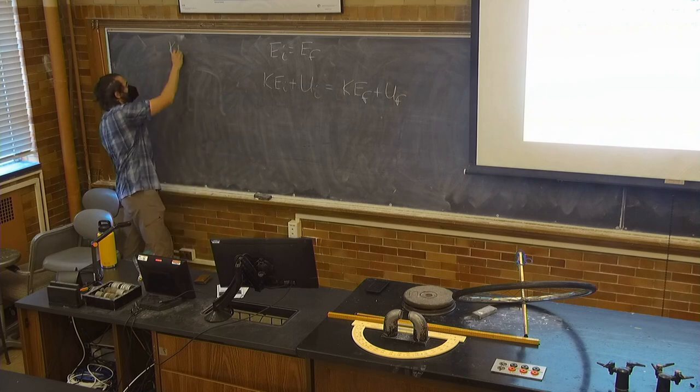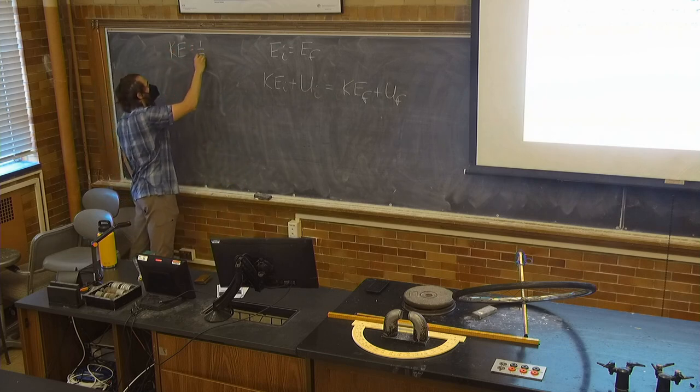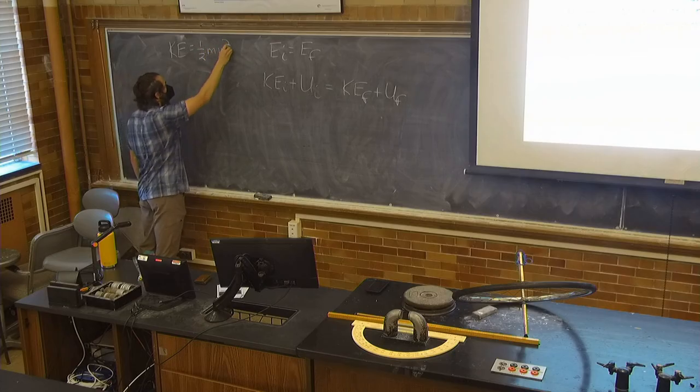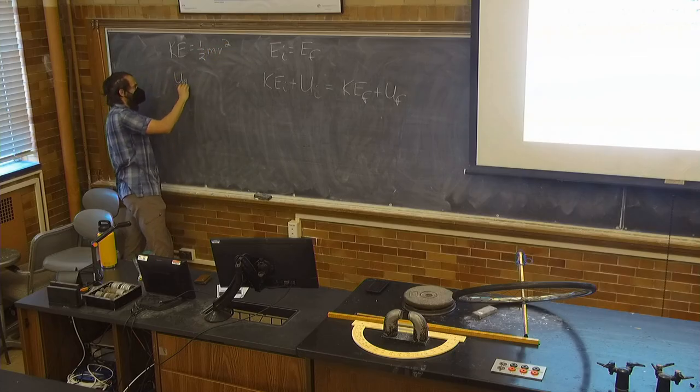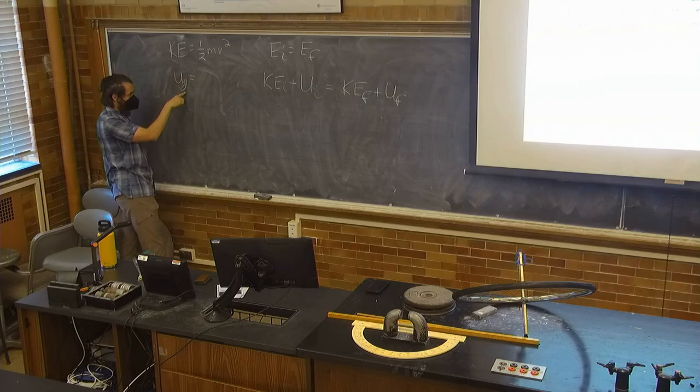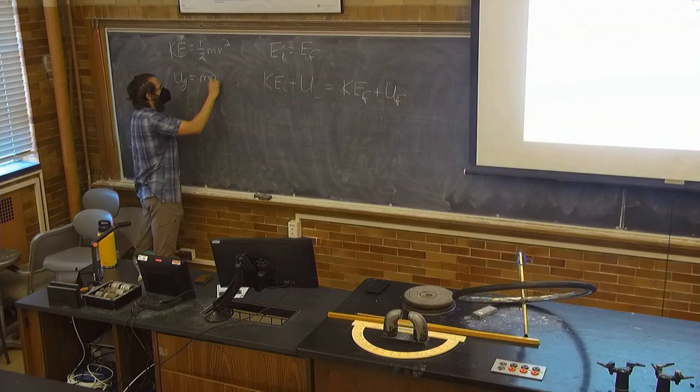So remember, kinetic energy is 1/2 mv squared. And we'll just do potential energy for gravity. So it has this lowercase g subscript, mgh.